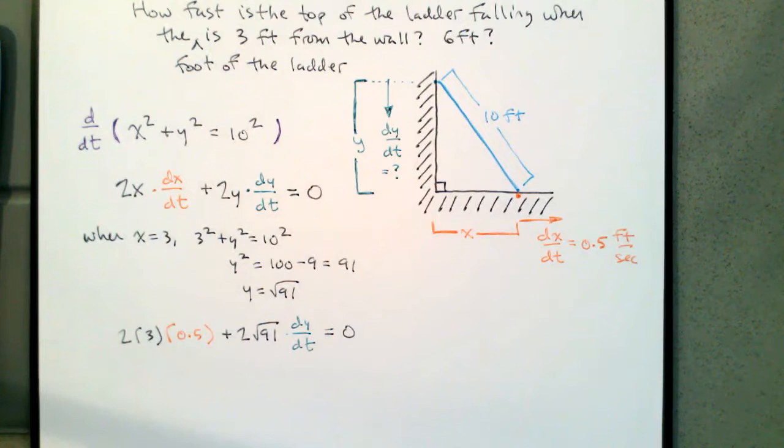So when x is 3 feet, when the foot of the ladder is 3 feet from the wall, the top of the ladder is square root of 91 feet from the floor. Square root of 91 is how much? 9.5 feet.